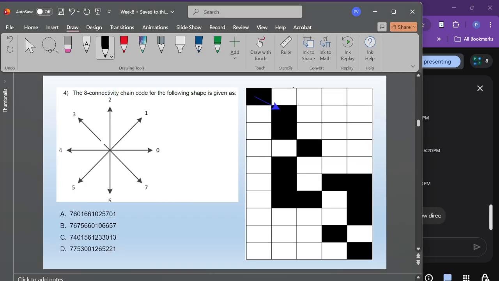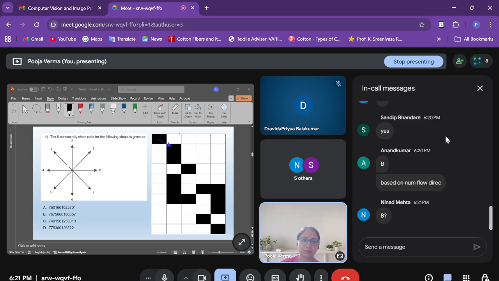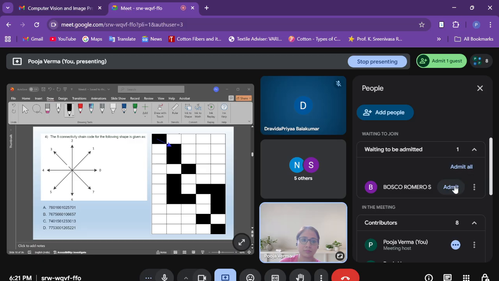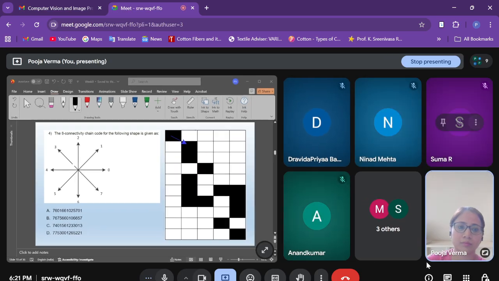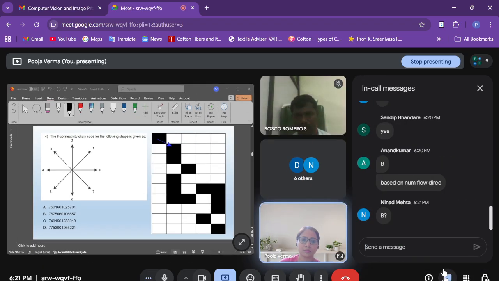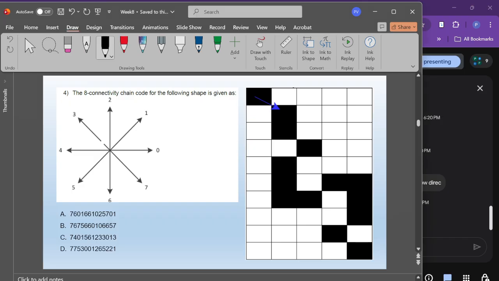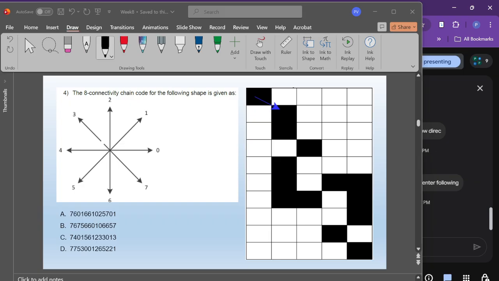Then we will solve it. Based on the number, we will count in two directions. Okay, we will see. So we will follow the direction. We will start from here, right?